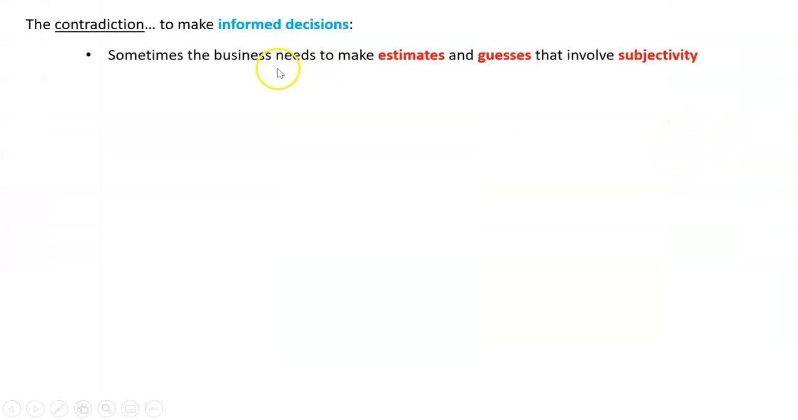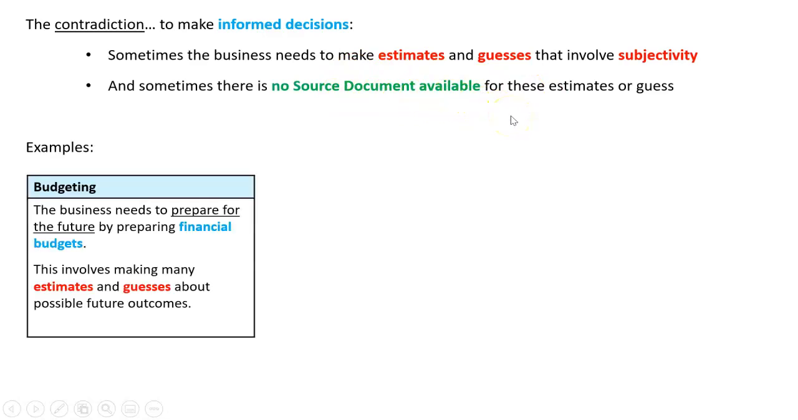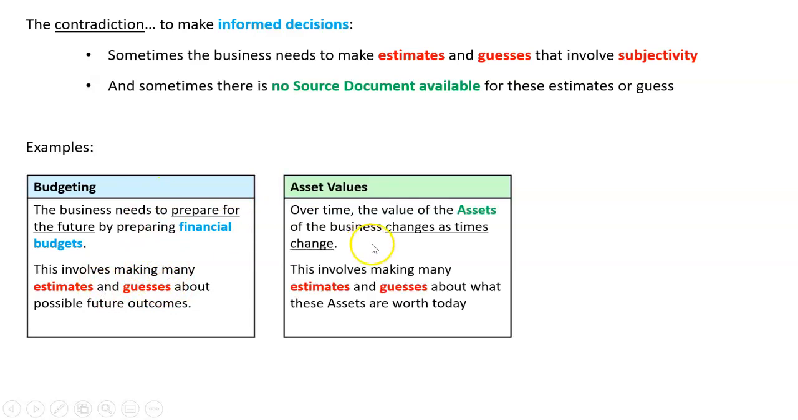So, sometimes a business actually has to make estimates and guesses that involve subjectivity. There's just no way around it. And the problem is there's no source document available for that. So some specific examples we're going to look at in our course are budgeting. What is that about? That's where the business needs to prepare for the future by preparing a budget. But you literally cannot prepare for the future without making estimates and guesses. You need to budget for the future to help you make good decisions, but you need to make estimates and guesses. There's a contradiction there.